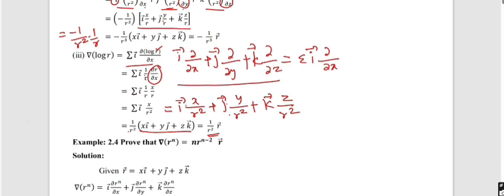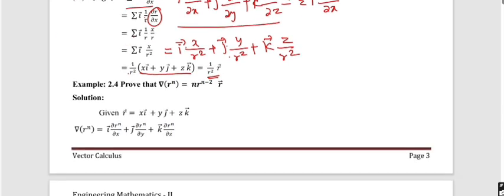Next example is, we have to prove that del of r power n equal to n into r power n minus 2 into r vector. Here also we are using r vector equal to xi vector plus yj vector plus zk vector. Now we find del of r power n.